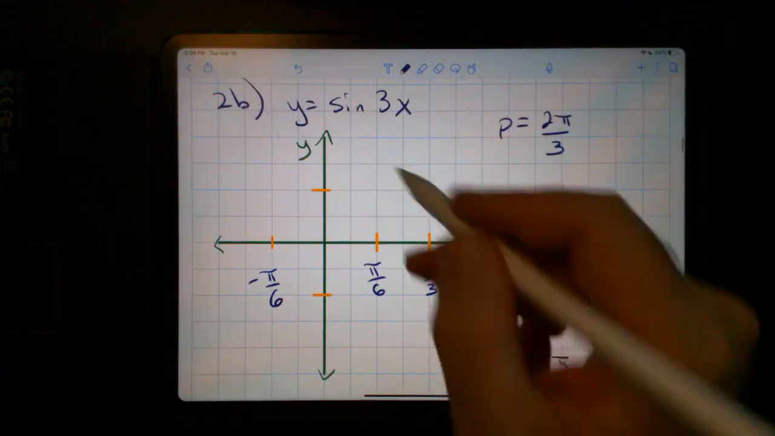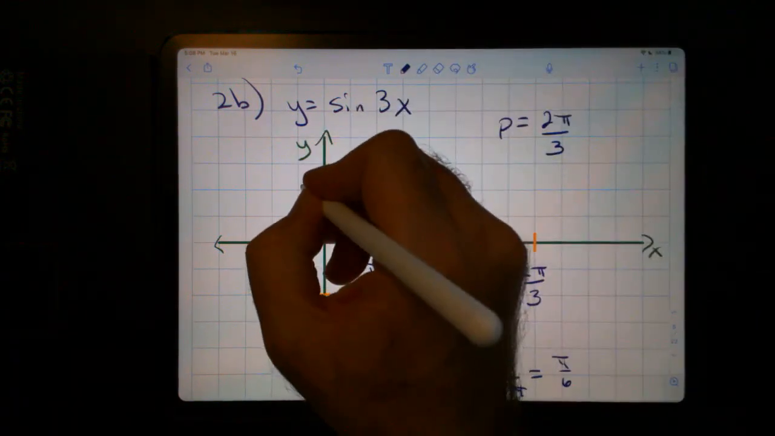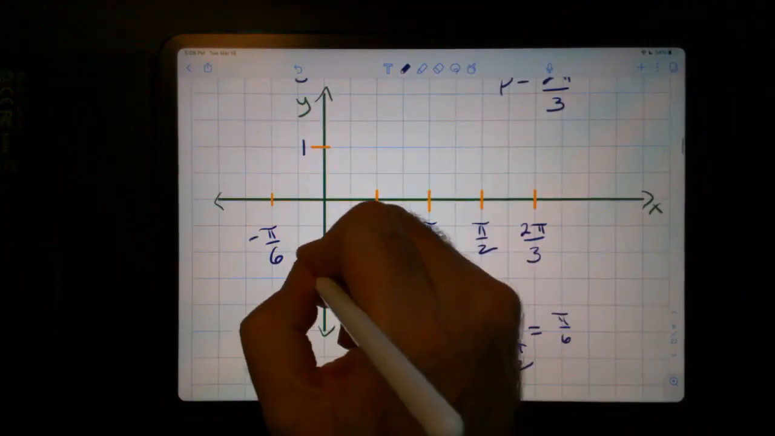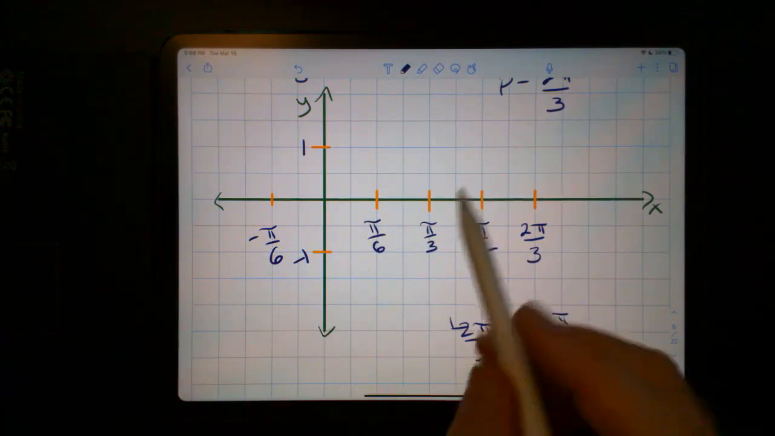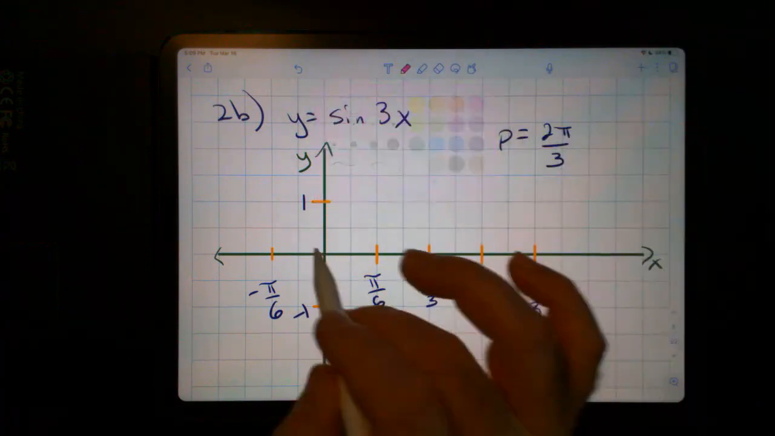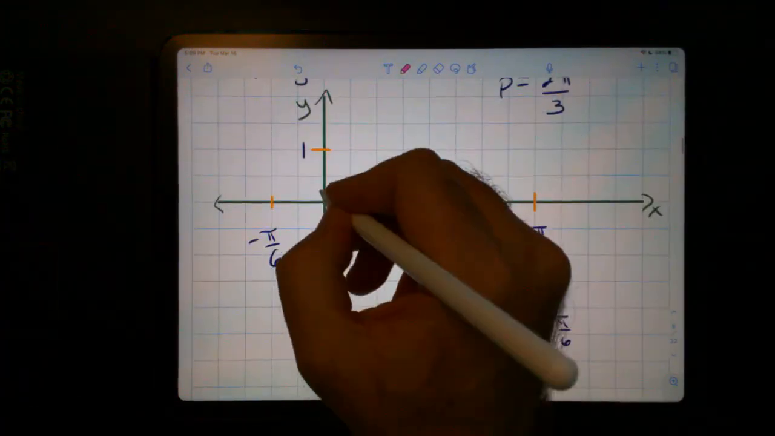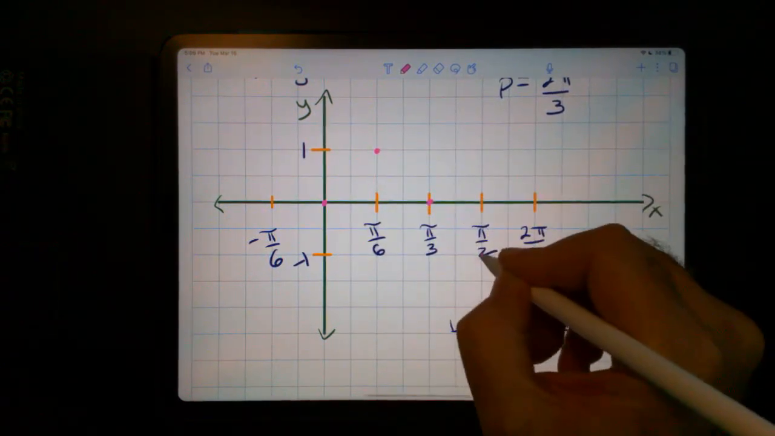Okay. Here our A is 1, our amplitude is 1. So I can mark this. We're going to go 1 unit up, and we'll go negative 1 unit, 1 unit down. Okay. This is the sine function, so it's going to go through the origin. And we'll have this point, 2, 3.